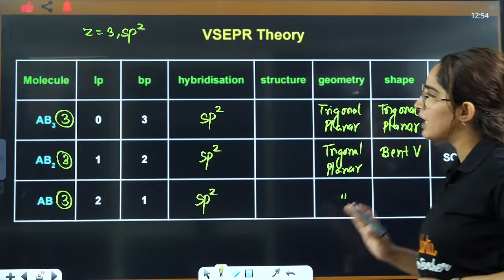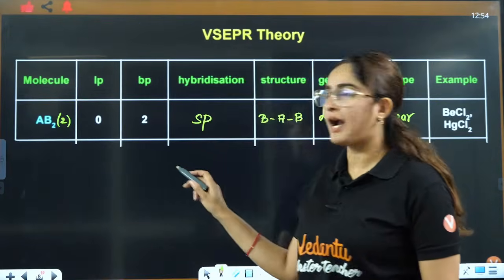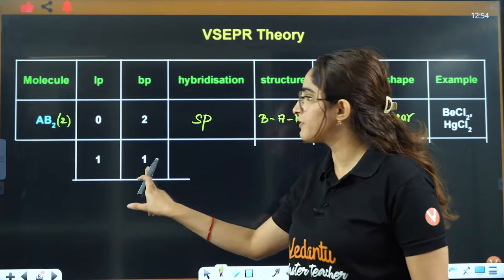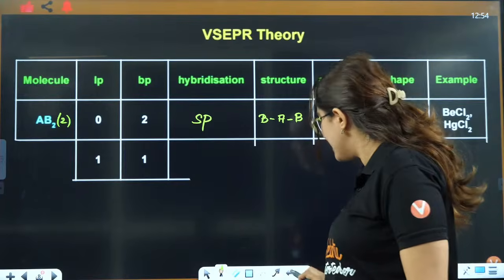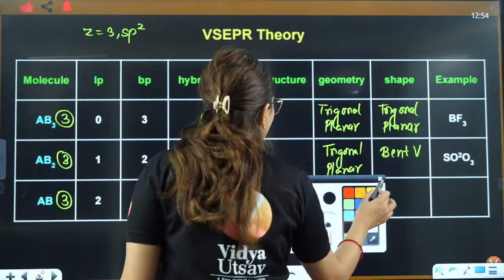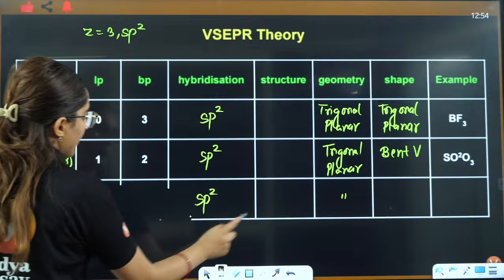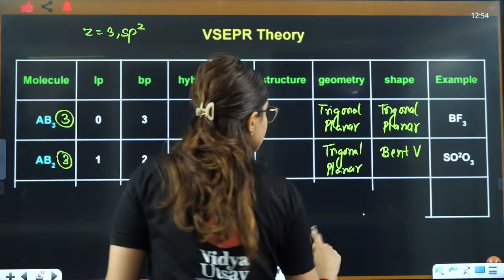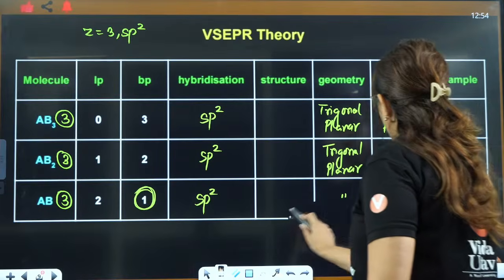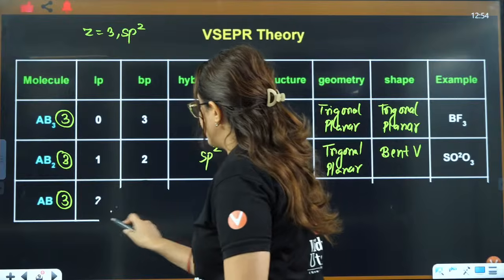And remember, whenever you have only one bond pair, here also when you had one lone pair and one bond pair, it was always linear. One bond pair means it will always be linear, no matter what the hybridization or the geometry is, because if there is only one bond pair, there is not even a concept that some other shape can be given, right?